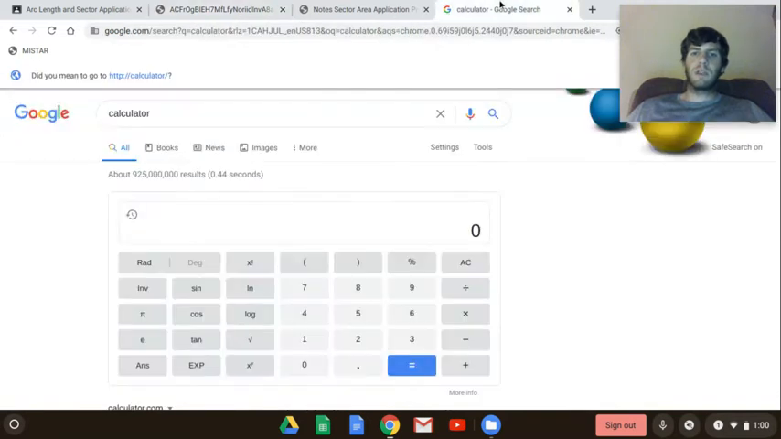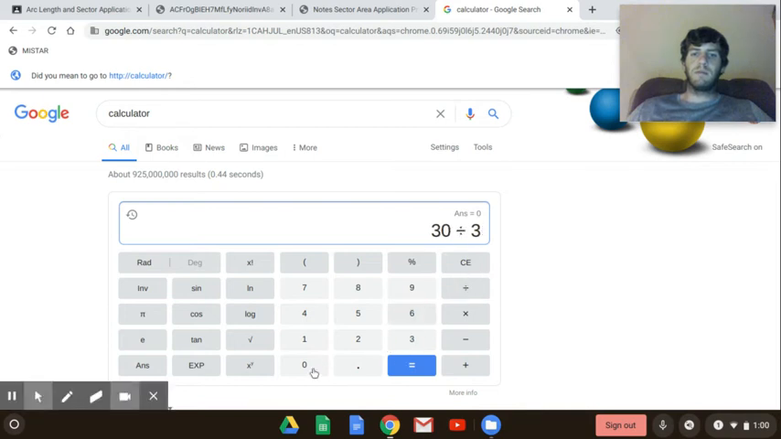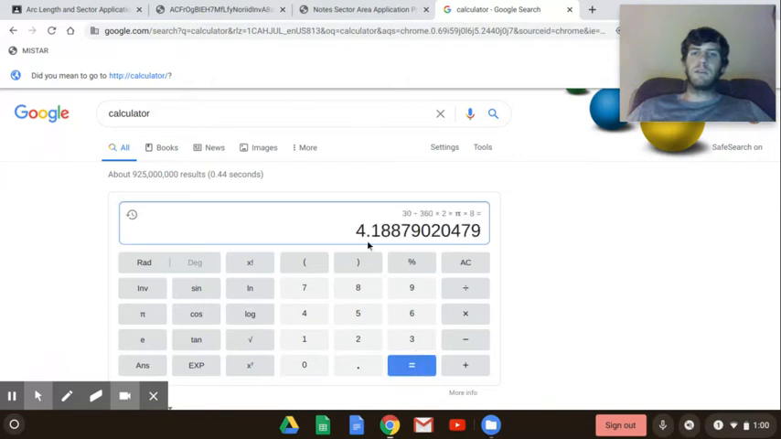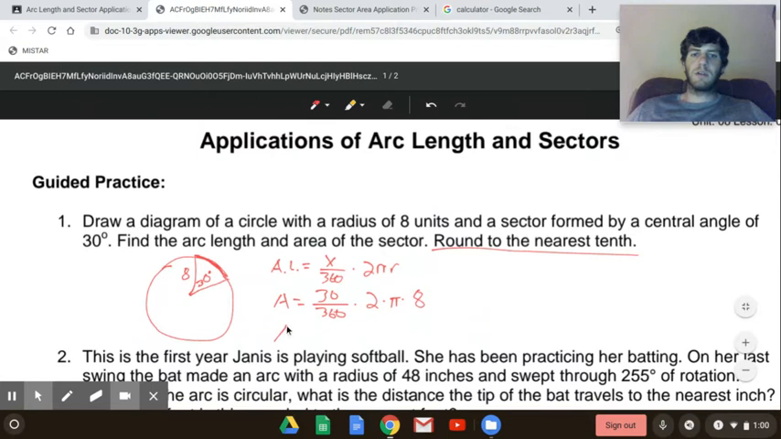So if we go over to our calculator, we have 30 divided by 360 times 2 times pi, and then times our radius of 8. That's going to give us 4.2. Rounding to the nearest tenth, that's one decimal place, so 4.2. So our arc length equals 4.2 units.